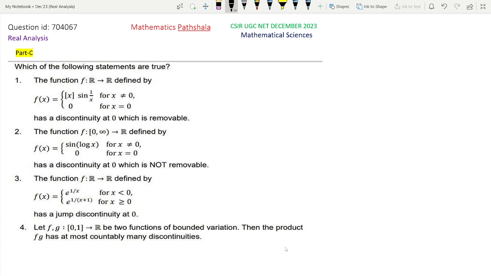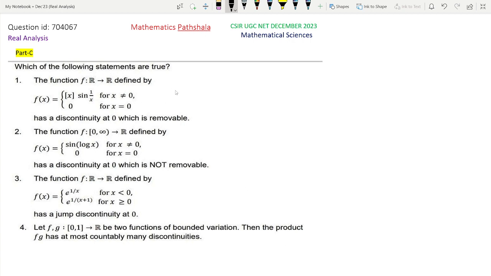Here it says, which of the following statements are true. There are four statements given, so one by one we will analyze the options. Let us first look at option 1.